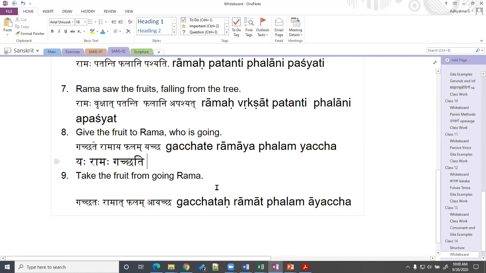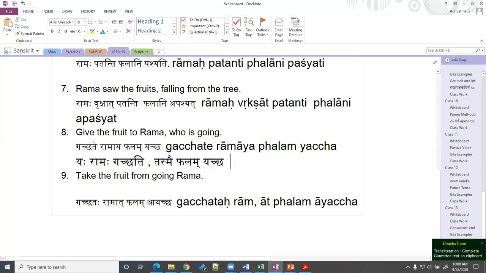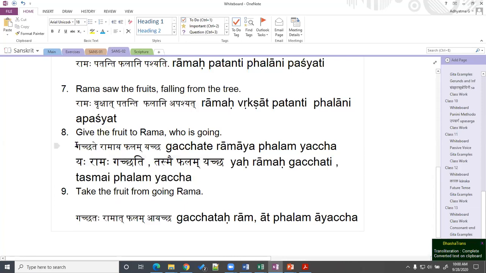So Rama who is going, tasmai, the fourth case singular of tat, tasmai phalam yacha. So you can make it like the yat-tat way also. As you can see, the sentence is more elegant and smaller when you use the participle. So drushyanti and drukshanti, somebody is asking, drukshanti is the future tense form and drushyati is in the present tense form.